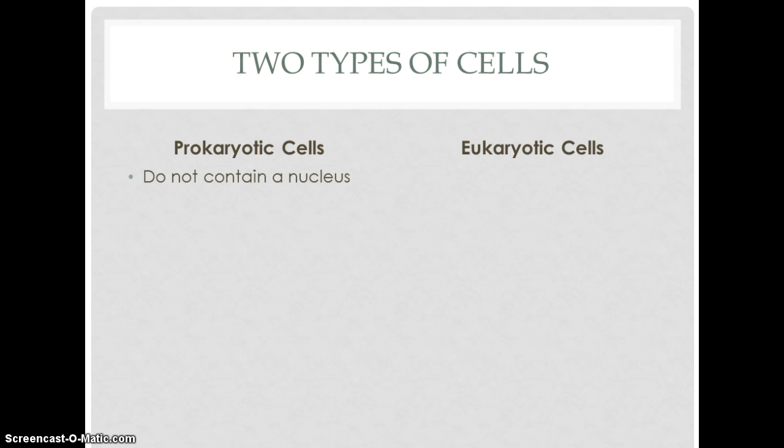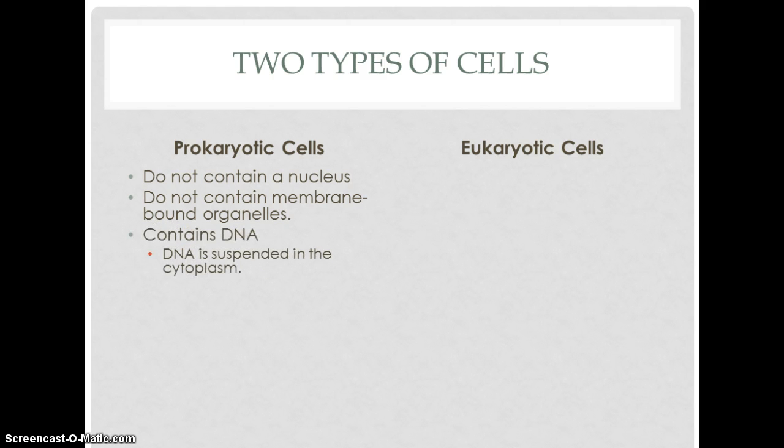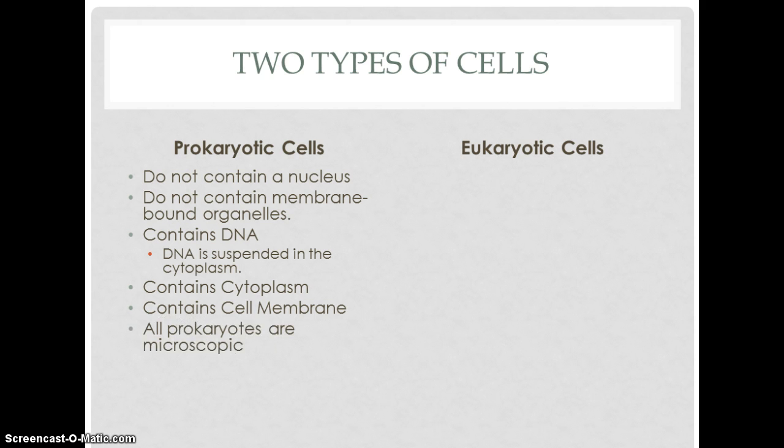Prokaryote cells: the prefix pro means before, kary means nucleus. It provides a quick description of the cell. Prokaryote cells do not contain a nucleus. They do not contain membrane-bound organelles, but they do contain DNA. The DNA is suspended in the cytoplasm. In addition, they contain cytoplasm and a cell membrane. All prokaryote cells are microscopic, single-celled organisms. Examples include bacteria and archaea.